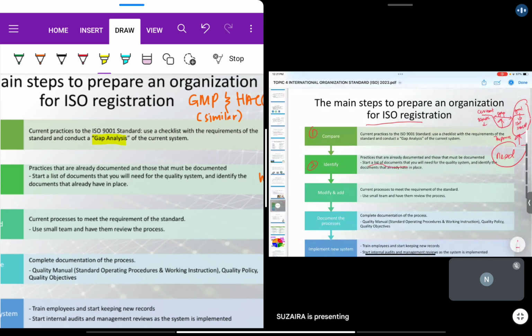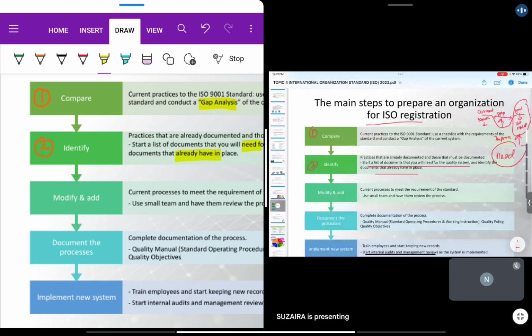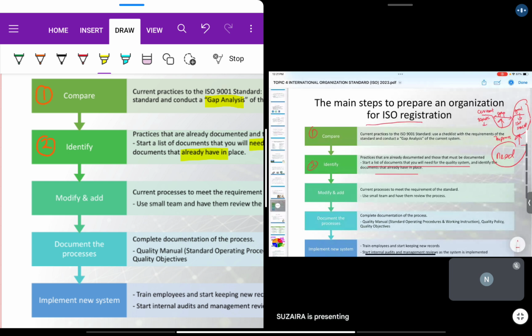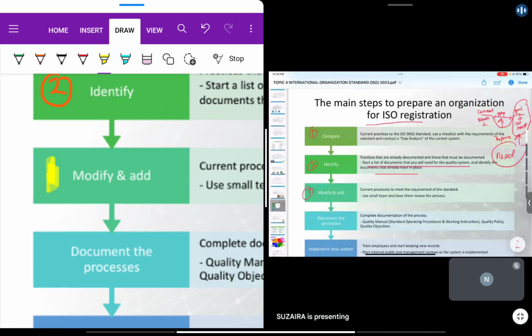So start a list of documents that we'll need for the quality system and identify the documentation that you already have in place. We know that our company already has some documentation in place. But now we still want to identify what documents we need to modify, create or develop. Okay, so this is through the identification process, right? And then number three is more towards modify or add.